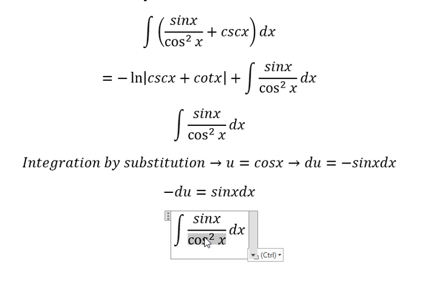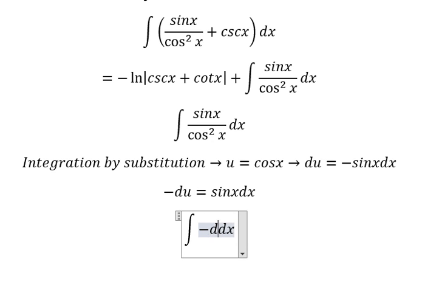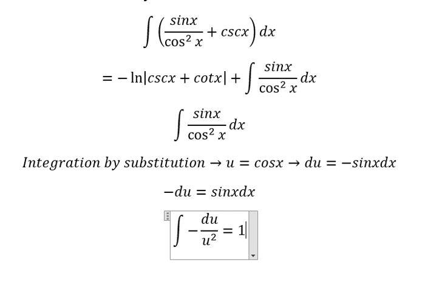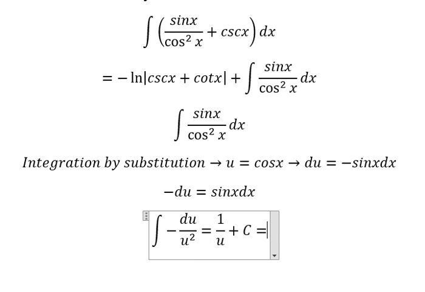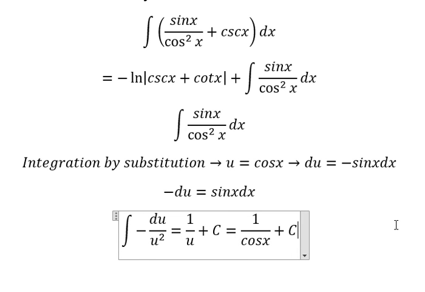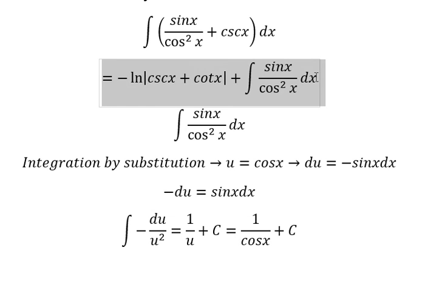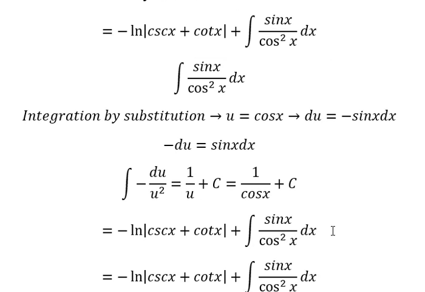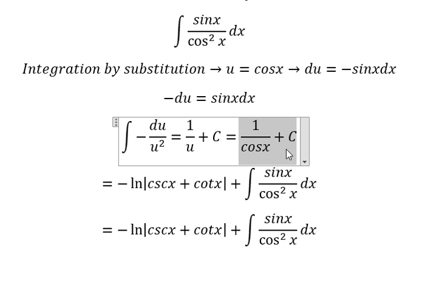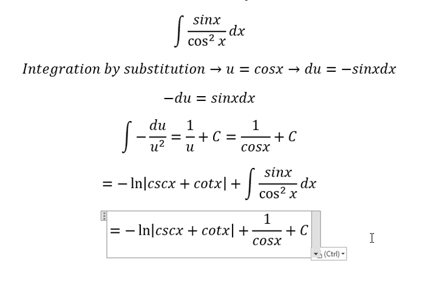So you will get about u square, sin x dx will change for negative du. The integral of negative du over u square, you get about 1 over u plus c. About u, you get about cosine x. Now we have this one, and we put this one to replace for this one, and you get the final answer. This is the end.